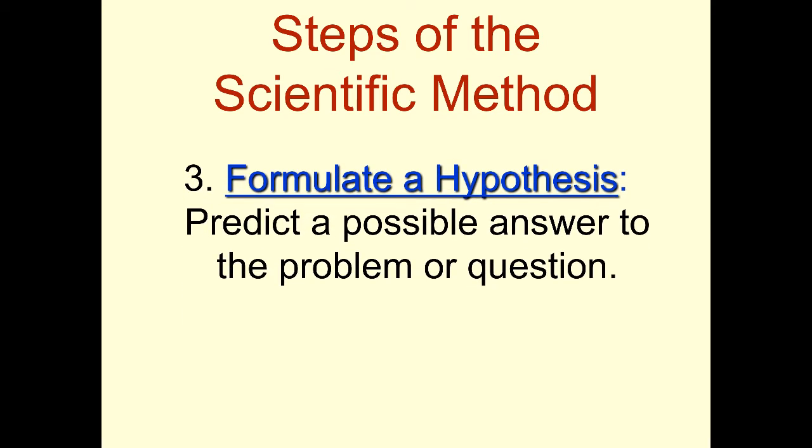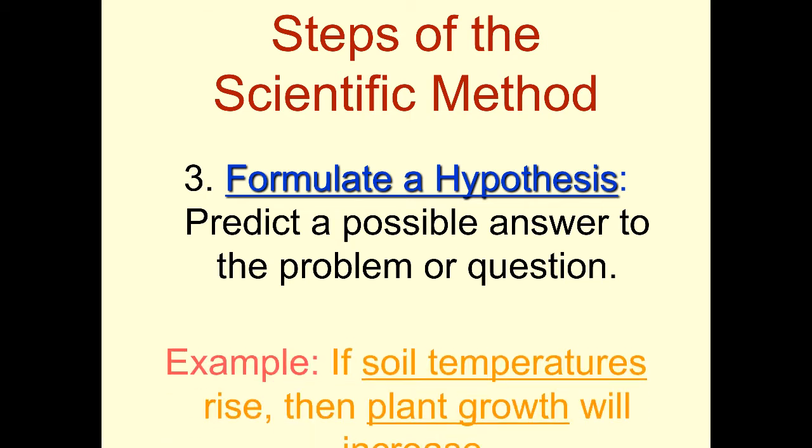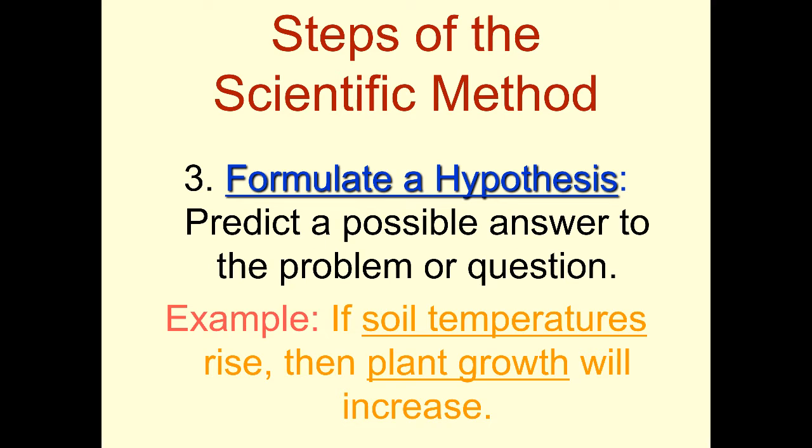Once you've done the research, you need to formulate a hypothesis. And a hypothesis is a prediction of a possible answer to the question or problem that you have derived from your observations. For example, if soil temperatures rise, will the plant grow more quickly, or will plant growth increase? So you're wondering about the relationship between the temperature of soil and the growth of plants.